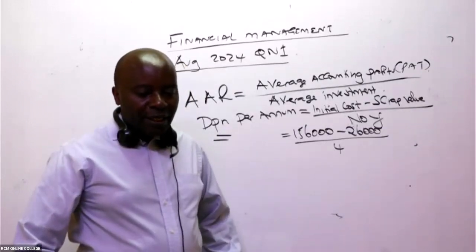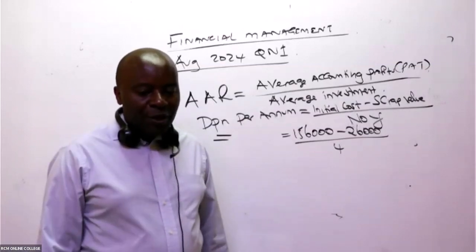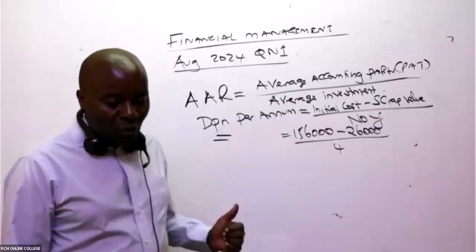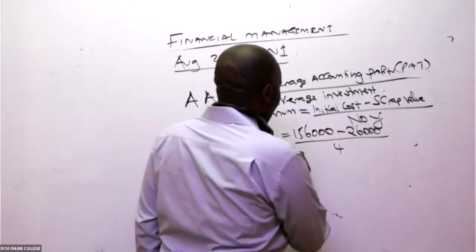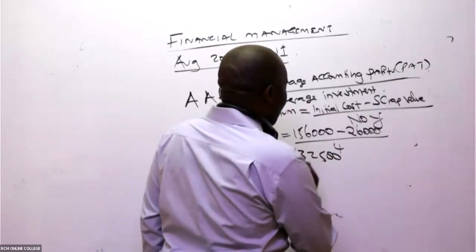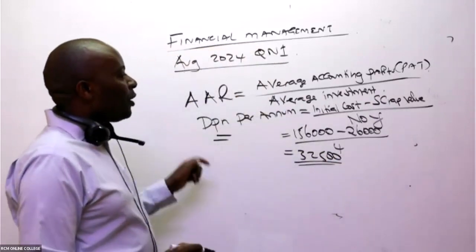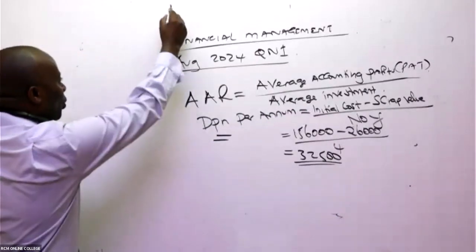Every year, this asset is losing 32,500. Is there someone else who can confirm that this figure is correct? Always like us working together, 32,500. Now, ladies and gentlemen, this was the first thing that you ought to have done.